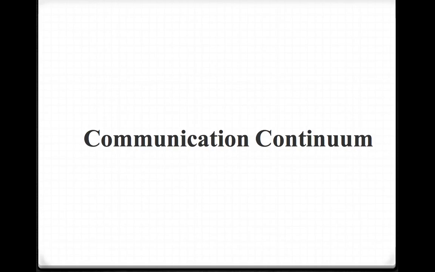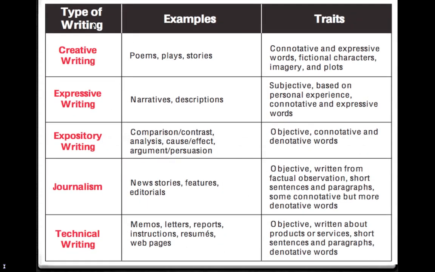In the communication continuum we'll be discussing the types of writing and their examples, then their characteristics. Creative writing: under this heading poems, plays and stories fall, and their characteristics or traits are that connotative and expressive words are used, and there are fictional characters, imagery and plots.